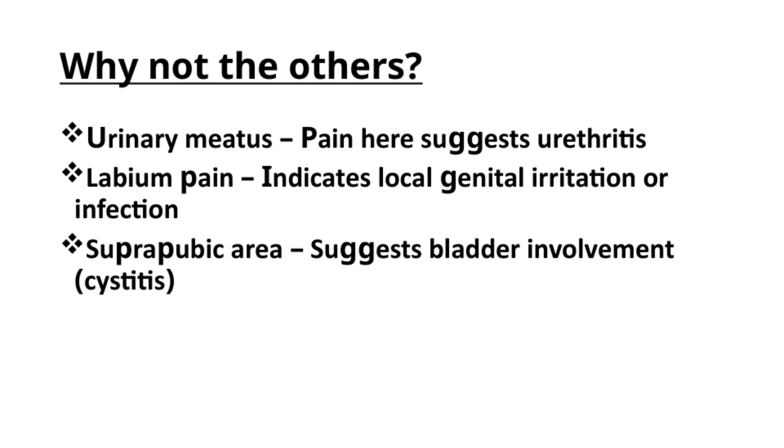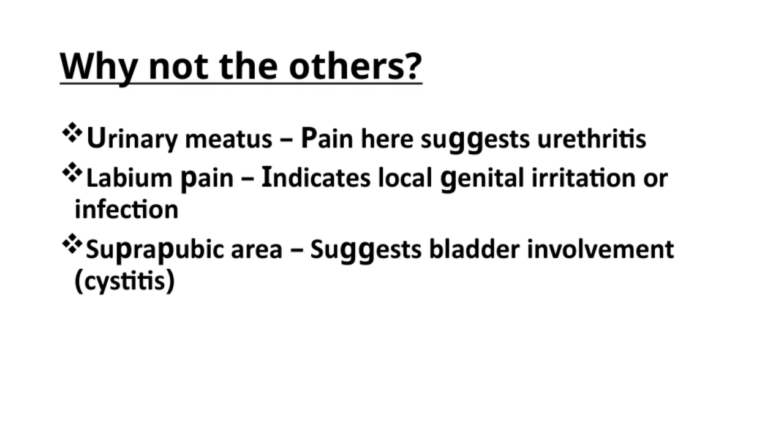If the pain is at the labium, that typically indicates local genital irritation or infection. This could be due to conditions like vulvitis or other localized issues, and it's important to consider the area's sensitivity to pinpoint the problem. Now, pain in the suprapubic area usually suggests bladder involvement, such as cystitis. This is where the bladder itself becomes inflamed or infected, and patients often describe a dull, aching discomfort in this region.